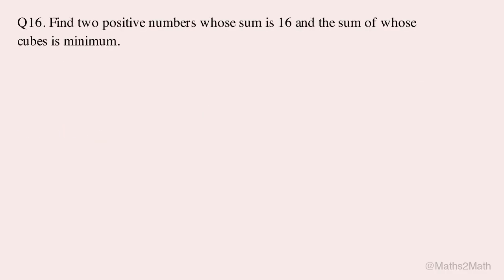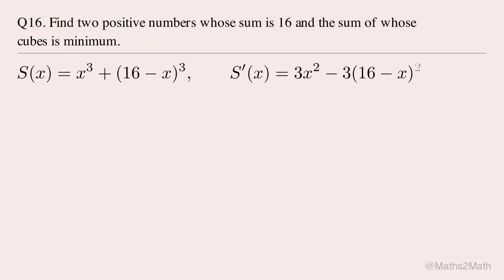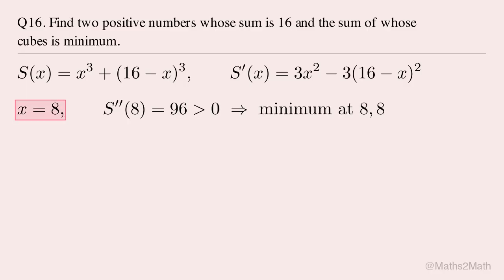Question 16. 16 split to make the cubes together as small as possible. Symmetry suggests the middle. Calculus confirms it. With parts x and 16 minus x, differentiate the sum of cubes. Setting it to 0 forces x equals 16 minus x, so x is 8. The second derivative 96 is positive. A minimum. Both numbers are 8.